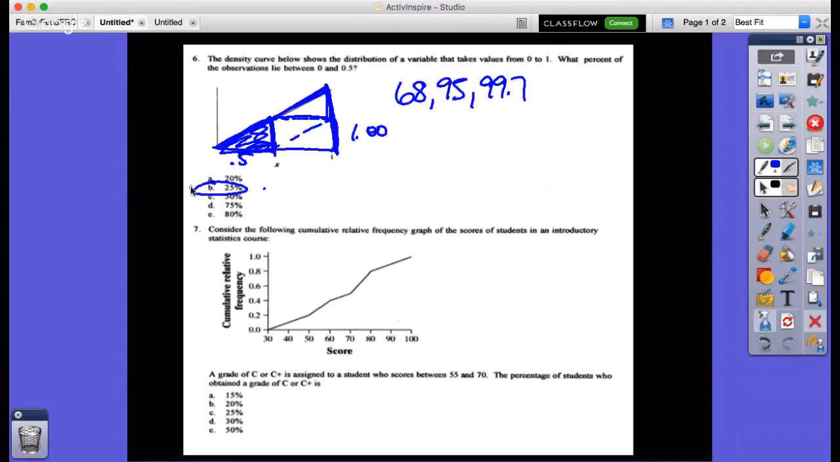Now, does someone have a better way of doing that? I think there's a better way of doing that. Seems like geometry. Statistics. You just need to know that there's 100% in the density curve, right?